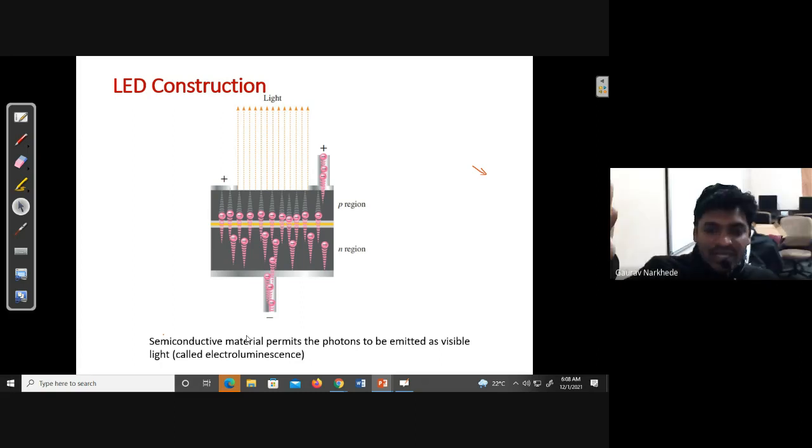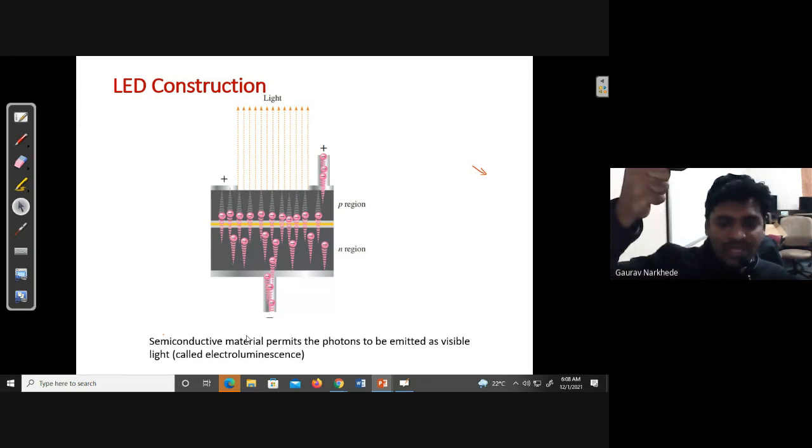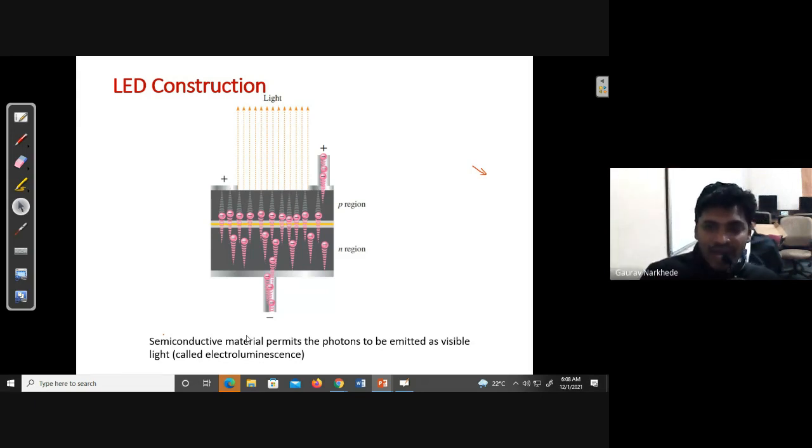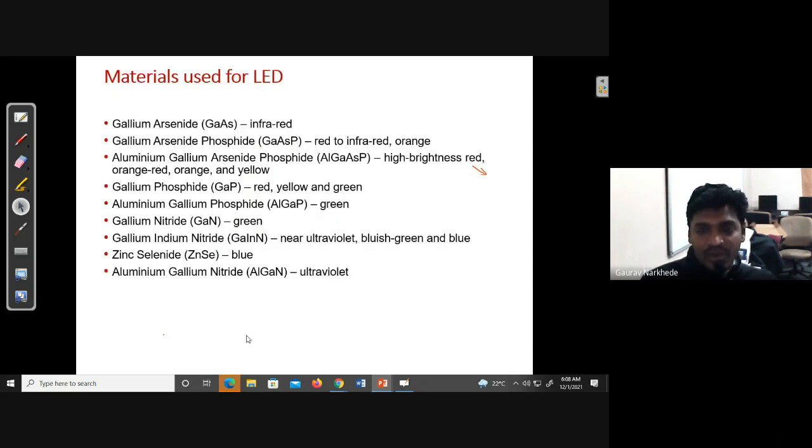When it goes from valence to conduction band, it will absorb the energy. Whenever it changes the band back, it will release the energy. In a normal diode that energy is released in the form of heat, but in an LED the energy is released in the form of light, right?